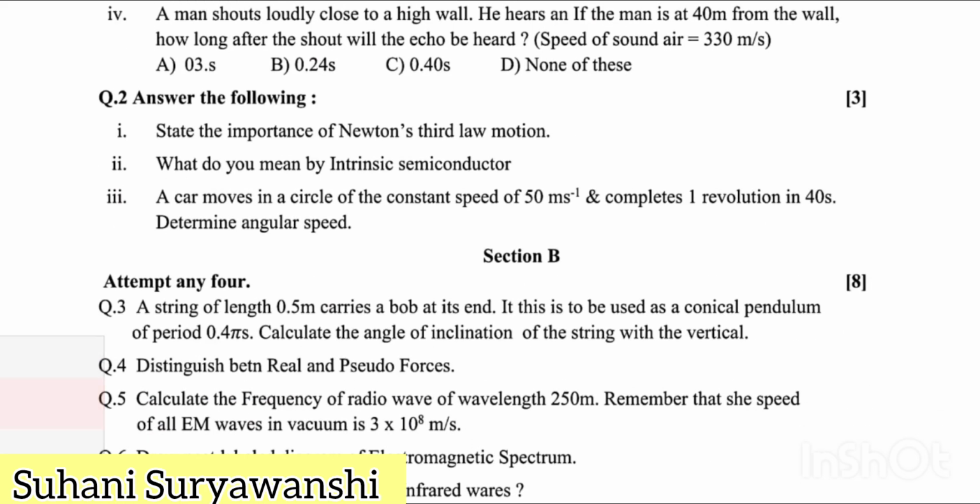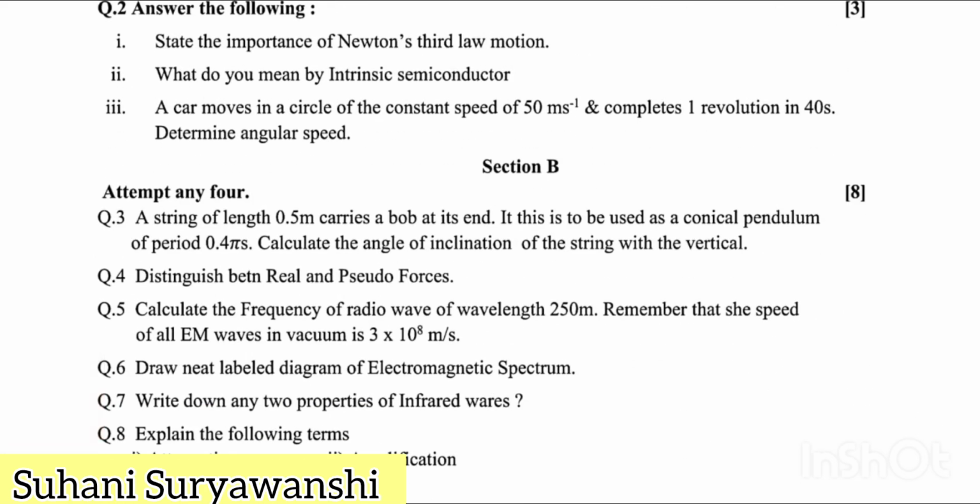Next is Section B, attempt any 4. Here we have to attempt questions of 2 marks and we have to attempt 4 questions, so it will carry 8 marks. Question number 3: a string of length 0.5 meter carries a bob at its end.